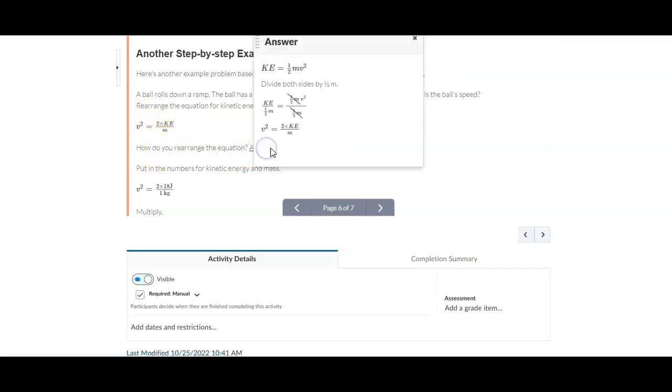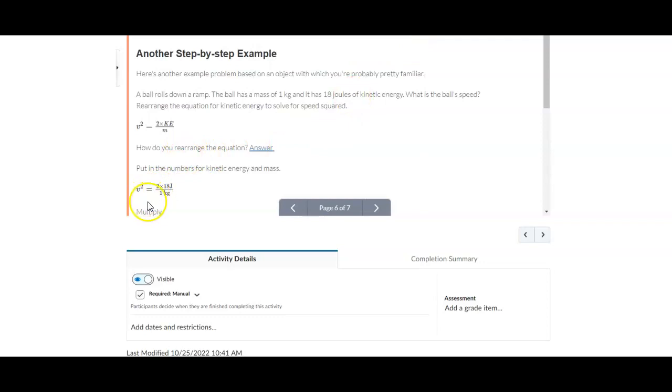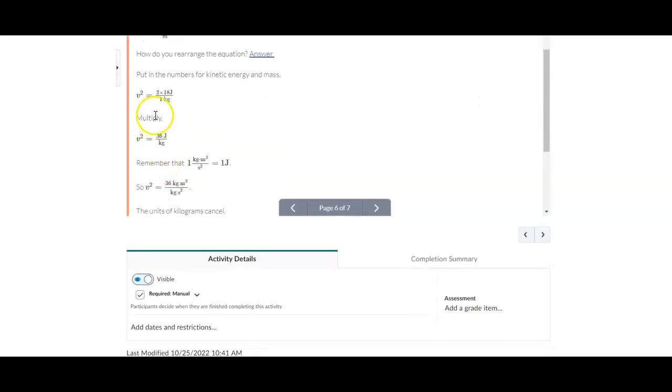So how do we rearrange that? If you look at it here, this is what it looks like. Okay, so that's how you're able to break that down. So a lot of math involved here, a lot of your math skills. So you're able to get the velocity over on one side, and then you're able to start multiplying. So once you do that, you can see that 2 times 18 is 36.